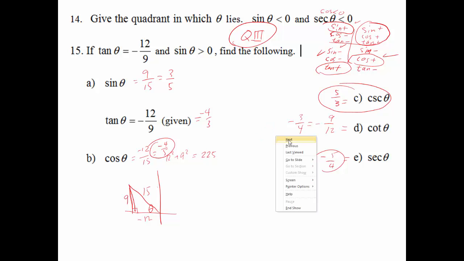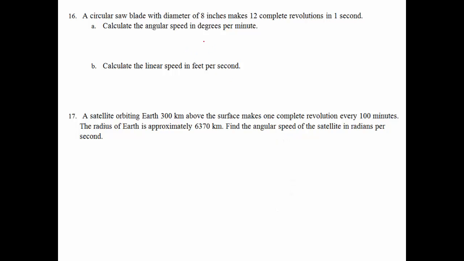All right, number 16. A circular saw blade. Did one like this in your homework. Circular saw blade with a diameter of 8 inches and makes a complete revolution in one second. So 12 revolutions per second. All right, so calculate the angular speed.